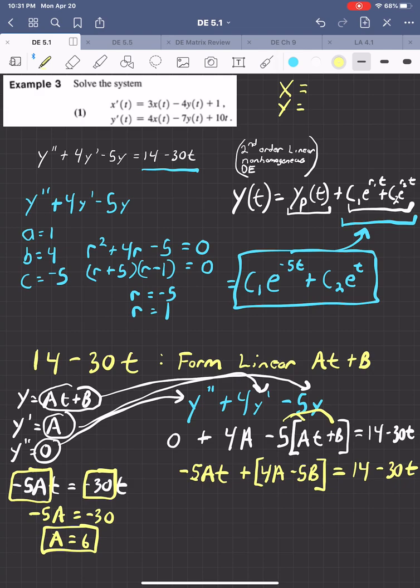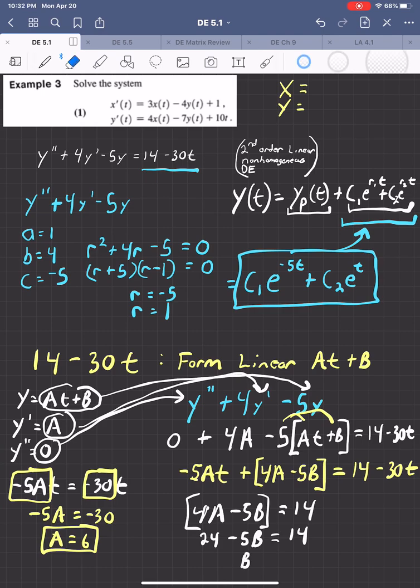And now, let's go ahead and look at the second part. So now we would have the 4a minus the 5b, and I do know what a is in this case, but I know that that's going to have to equal 14. So with a equal to 6, that's 24 minus 5b has to equal 14. In other words, you can solve for b, and we get a value of b equal to 2. So b is equal to 2.